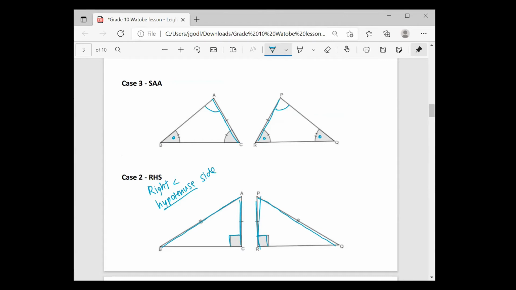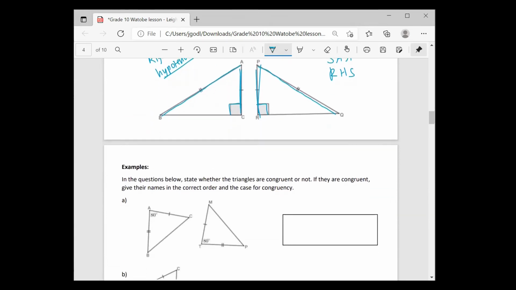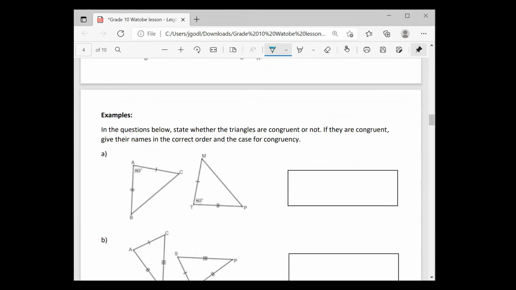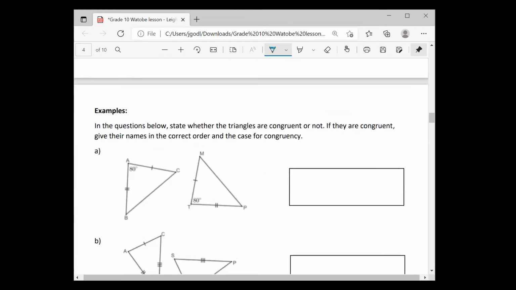Okay, so those are our four cases of congruency: side, side, side; side, angle, side; side, angle, angle; and right angle, hypotenuse, side. So let's have a look at how we can use those. For example, here, if we were looking at these two triangles, this side is the same as that side, this side is the same as this side, and we have an included angle. So I can say, cool, triangle ABC, let's write it alphabetically, is congruent to triangle TPM, and my reason for that would be side, angle, side.